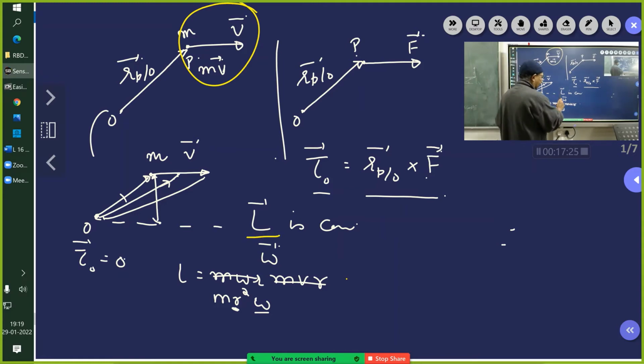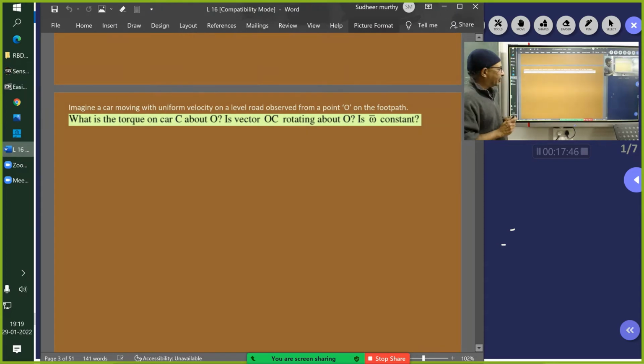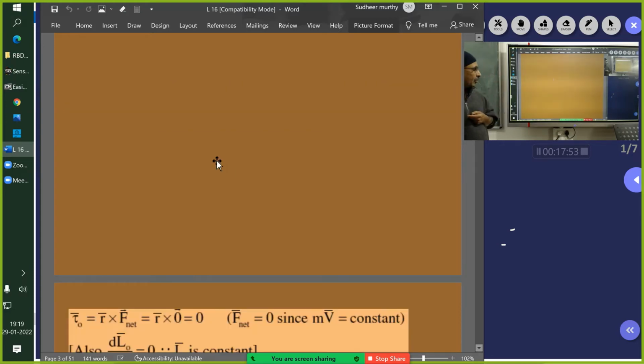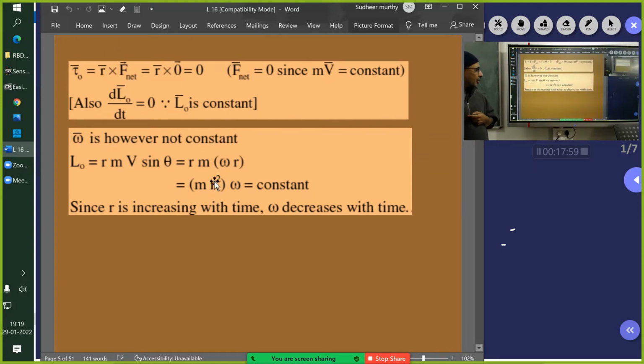L is constant, but omega bar is not constant. Omega bar is changing, and the torque is zero. Clear? So it is better that you write the diagram and the expressions, and you should be able to hunt out the things. So L is constant, omega bar is non-constant. So it's correct.